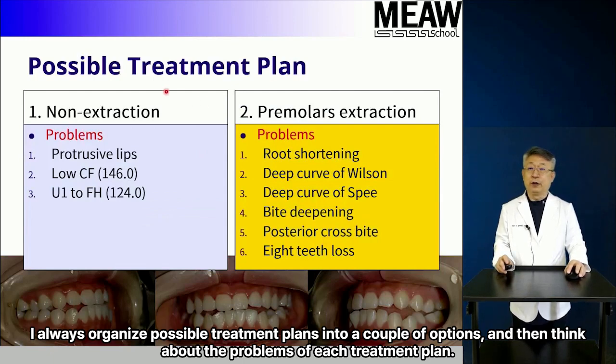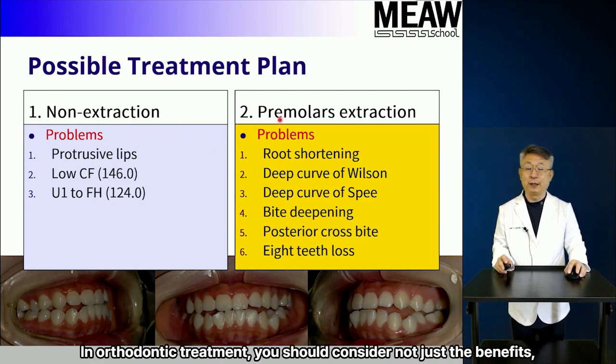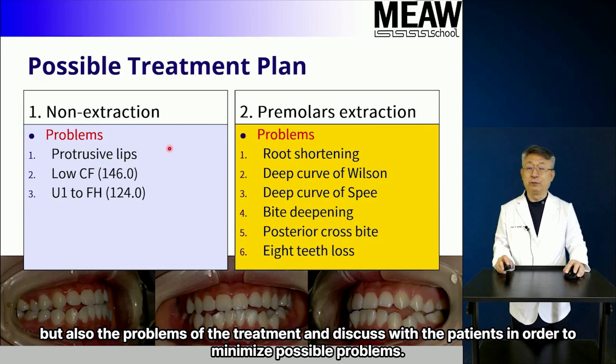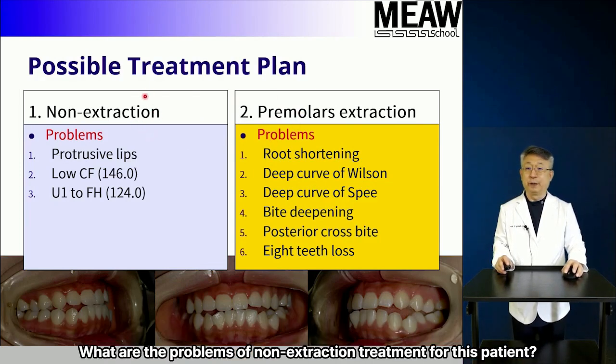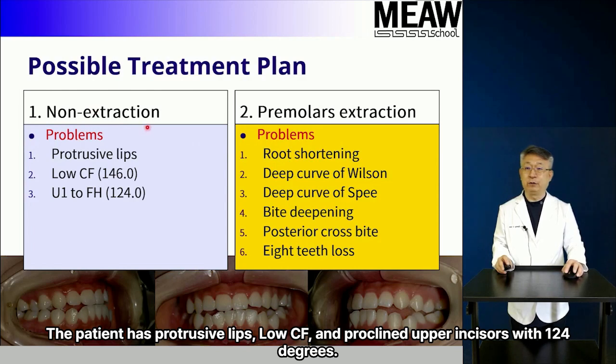I always organize possible treatment plans into a couple of options, and then think about the problems of each treatment plan. In orthodontic treatment, you should consider not just the benefits, but also the problems of the treatment and discuss with the patients in order to minimize possible problems. What are the problems of non-extraction treatment for this patient? The patient has protrusive lips, low CF, and proclined upper incisors with 124 degrees.